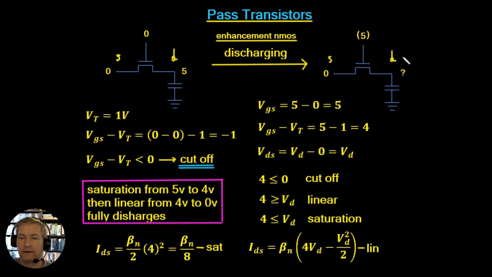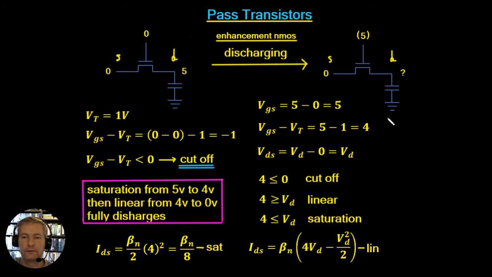So it starts off at 5 volts and then it discharges. Once it discharges with a saturation current until it gets to 4 volts, it continues to discharge, but it discharges with a linear current until eventually it's fully discharged to 0 volts. So these are the two currents here.